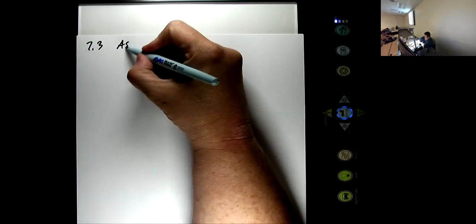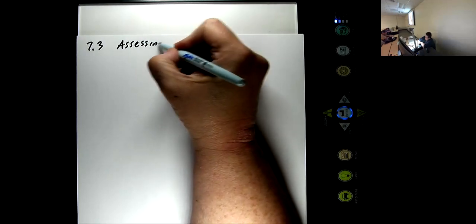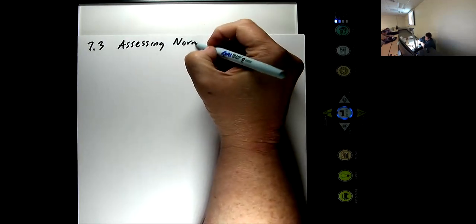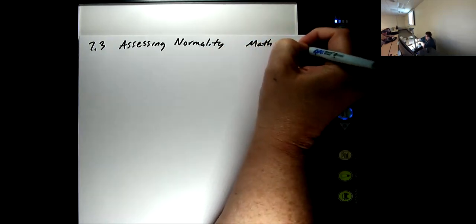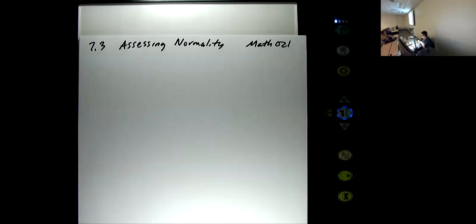All right, so today we're doing 7.3, which is on assessing normality. And we're going to do 8.1. So we're in Math 21. I don't know what day it is. Done writing that down.